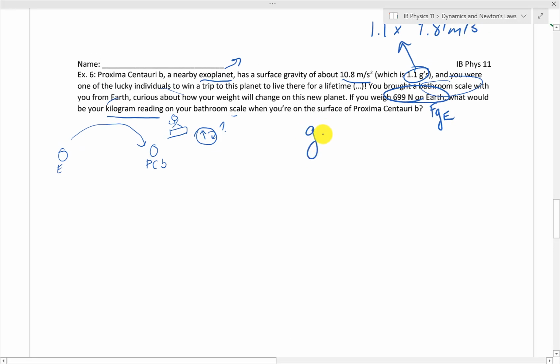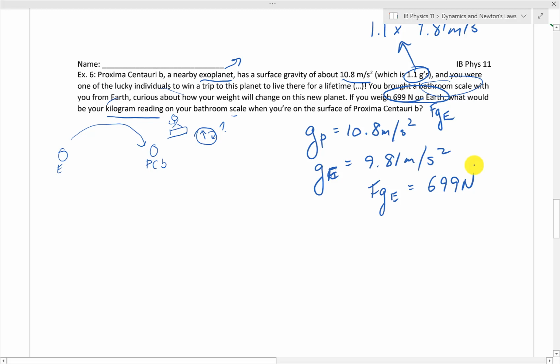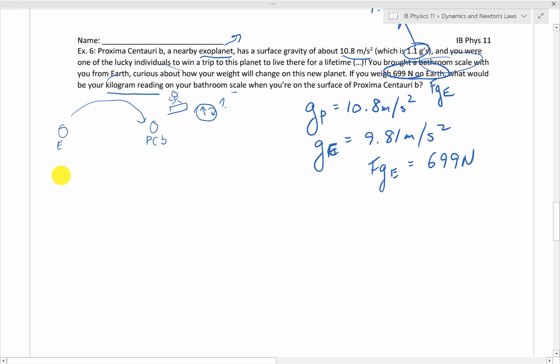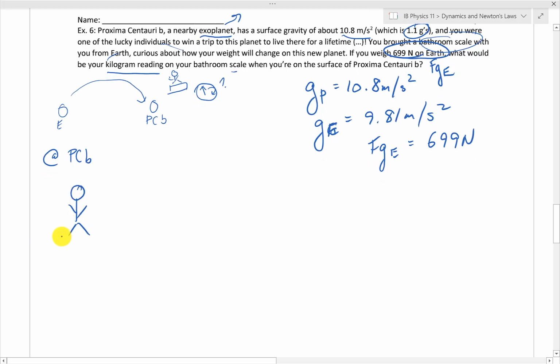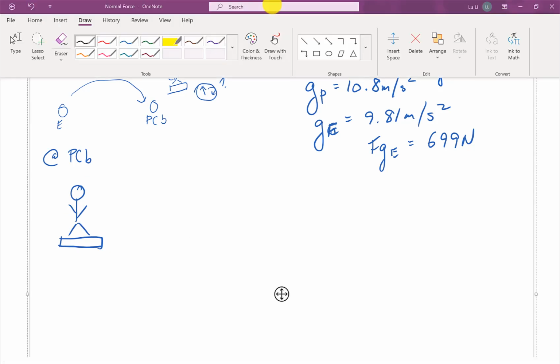First, let's record a few values that we found in this problem. The gravity on Proxima Centauri b is 10.8 meters per second squared. We also know the weight of the person on Earth, which is 699 newtons. Let's draw a free body diagram of this person on this exoplanet.